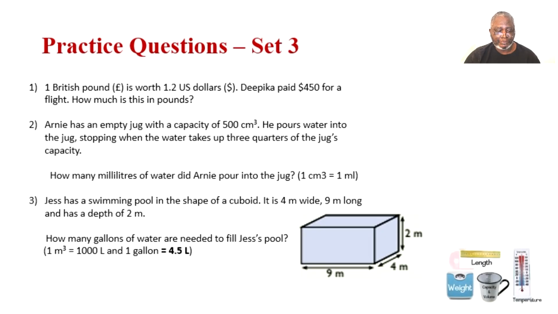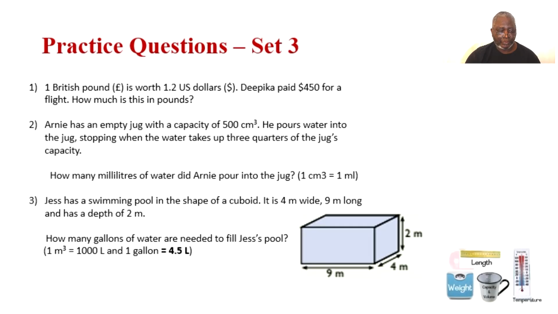Annie has an empty jug with a capacity of 500 centimeters cubed. She pours water into the jug, stopping when the water takes up 3/4 of the jug's capacity. How many milliliters of water did Annie pour into the jug? And then you're given 1 centimeter cubed is equal to 1 milliliter.